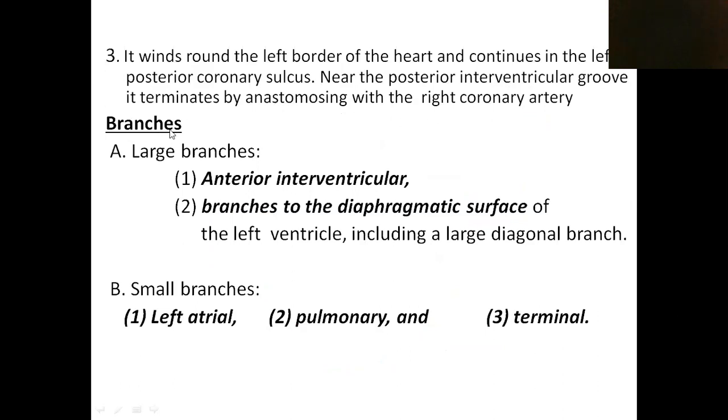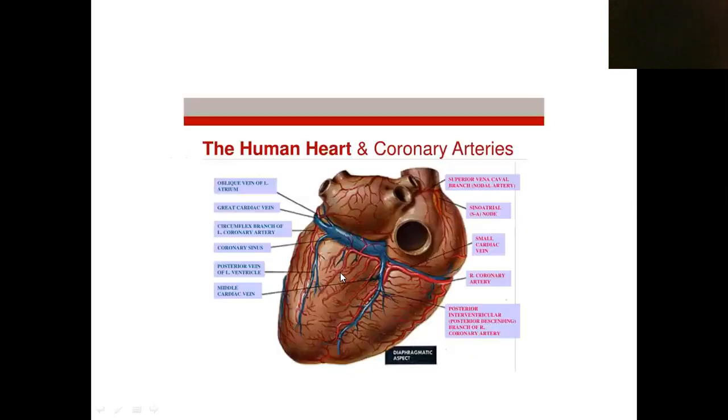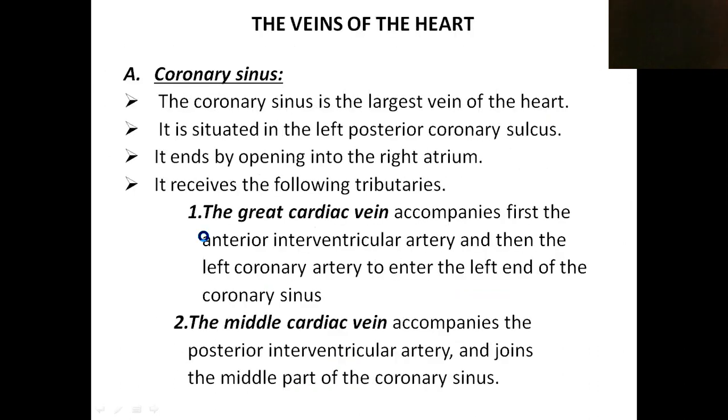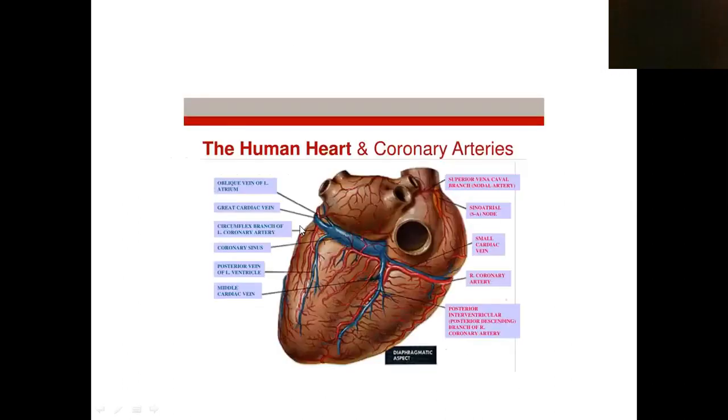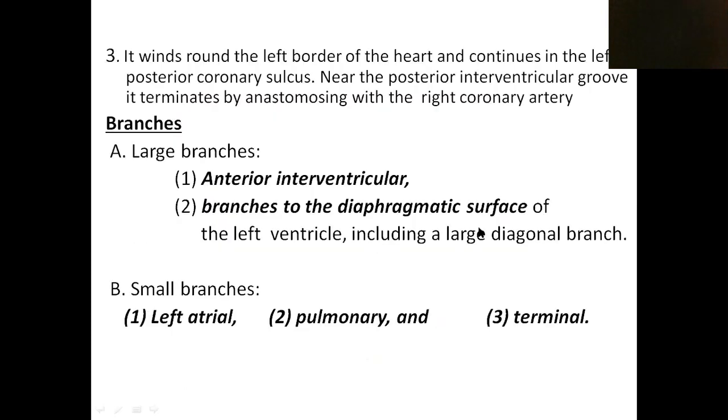Then here, branches. See, here it gives some large branches and small branches. What are the large branches? It gives the anterior interventricular branch. I already showed you. See, this one is the anterior interventricular branch. Then it gives branches to the diaphragmatic surface, mainly this diagonal branch. See here, after reaching this area, it gives one large branch to the diaphragmatic surface, known as the diagonal branch. Okay, so those are the two large branches.